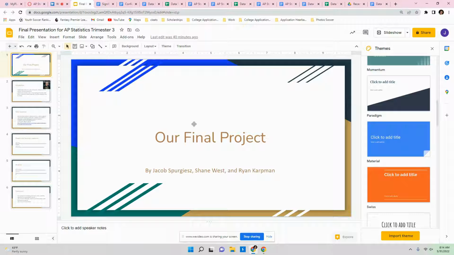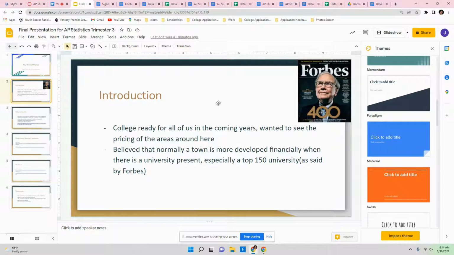I'll be running you through what we found from our question, which is: are housing prices greater in cities with a top 150 ranked university versus the average housing price in the United States? So here we go. Introduction.